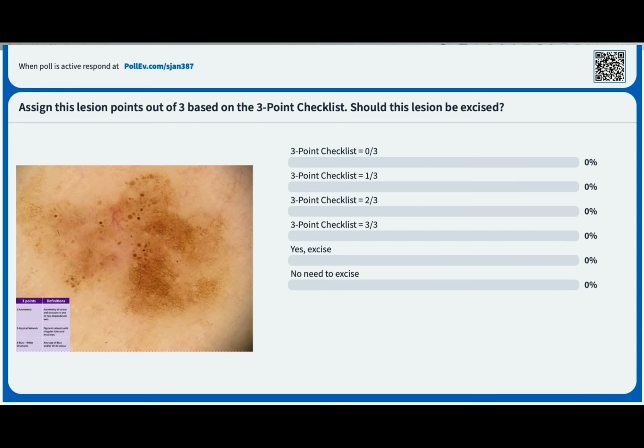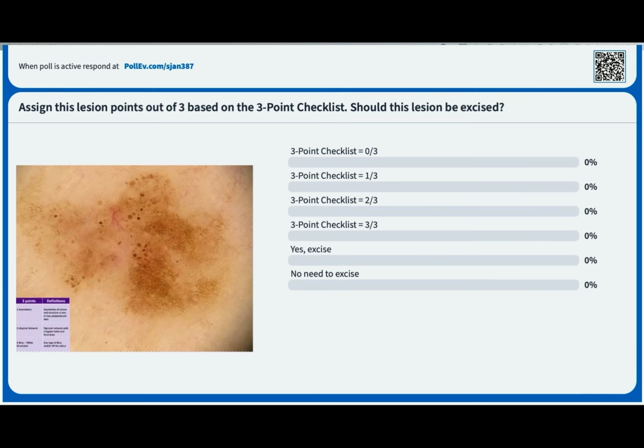So looking at this lesion here, we have something that looks pretty all over the place. Would you say this is symmetrical or not symmetrical? We can look at the network. Do you see any network here? Are they typical? Do they look pretty benign and you're happy to let them go, or do they look like something that might cause some trouble? And do you see any blue-white structure, blue-white discoloration? You can do the 3-point checklist, come up with your score, and then decide whether you will excise or no need to excise.